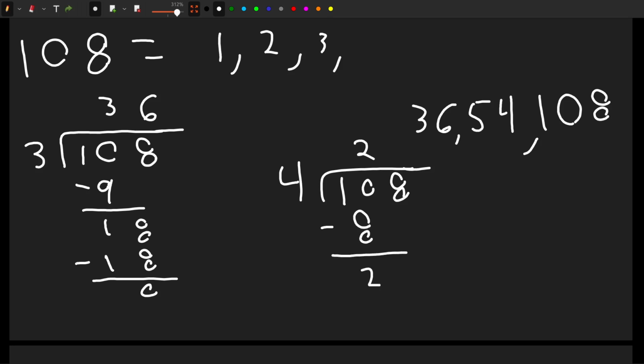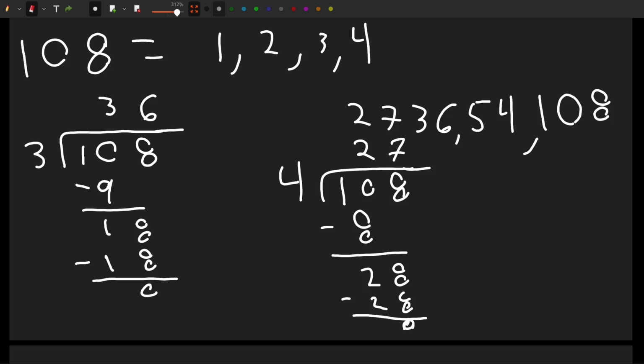Check this out. I get 2. Bring down the 8. 4 goes into 28 7 times. And so then I get 28, remainder 0. Running out of room there, but that's 0 down there. So I have 4, and I have 27.